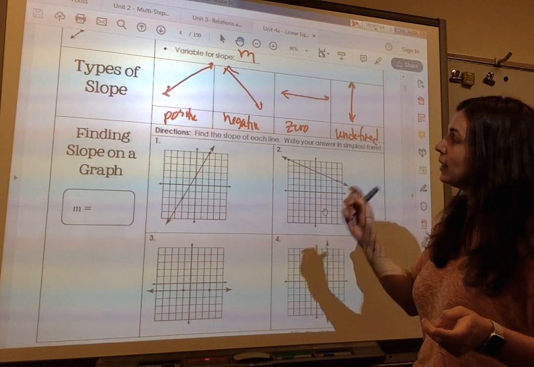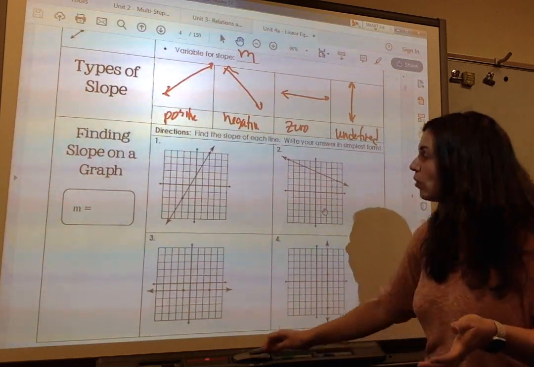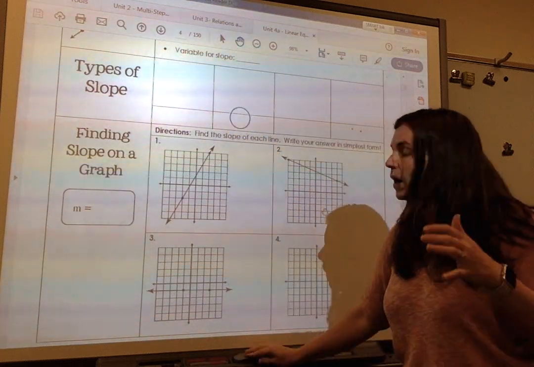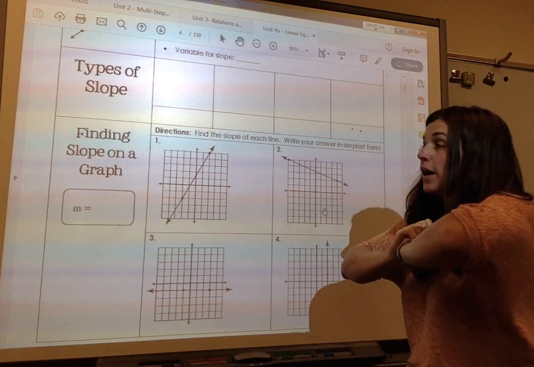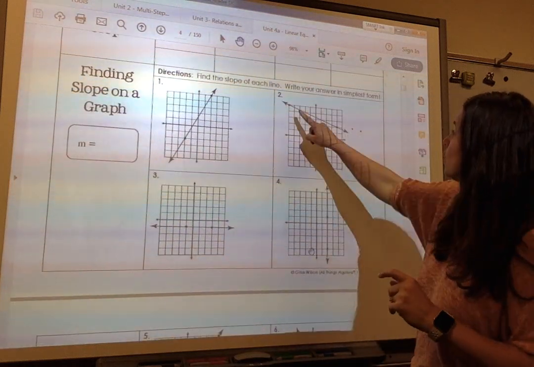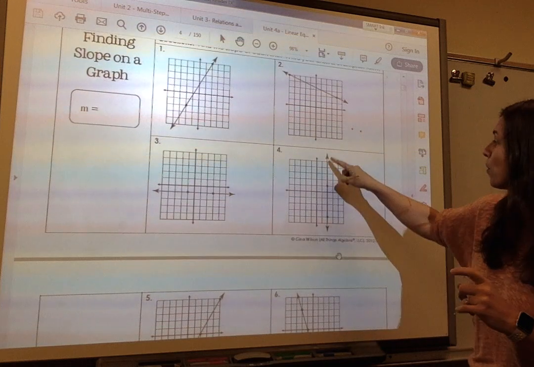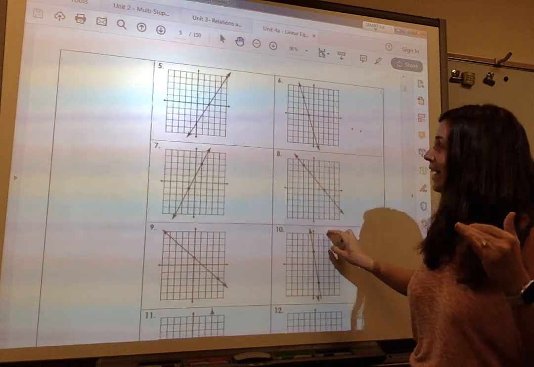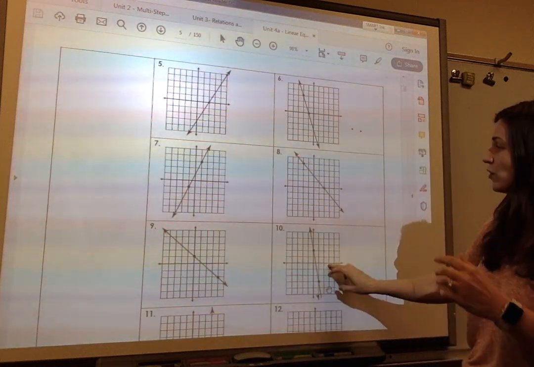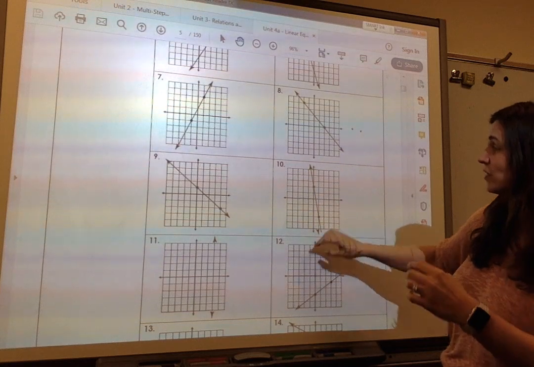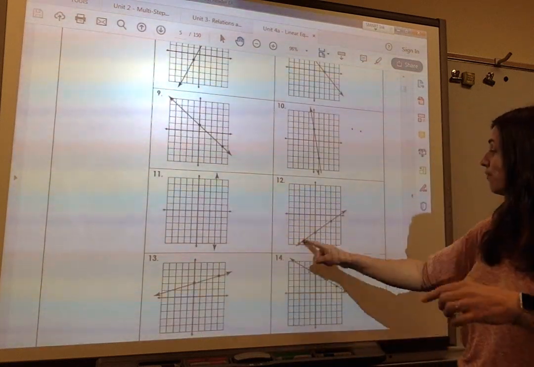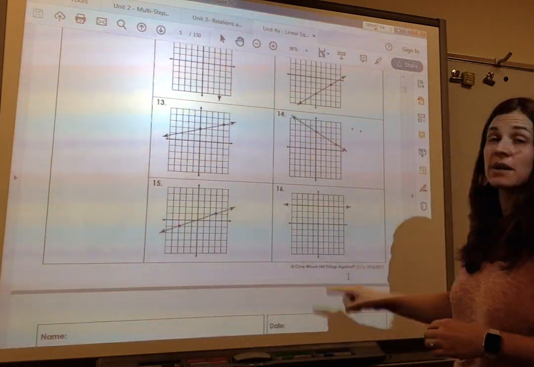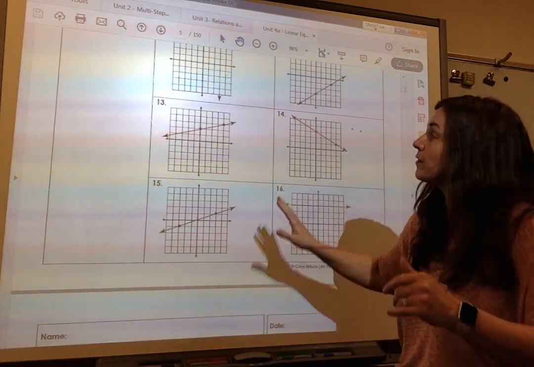When you look at number 1, I can tell right away. I'm just going to go through it real quickly and tell you right away if these are positive, negative, undefined, or 0. So number 1, positive. 2, negative. 3, zero slope. 4, undefined slope. 5, positive slope. 6, negative slope. Hopefully you're saying them with me. 7, positive slope. 8, negative slope. 9, negative slope. 10, negative slope. 11, undefined. 12, positive. 13, positive. 14, negative. 15, positive. 16, 0. So hopefully you can get the overall, whether it's positive, negative, 0, undefined.